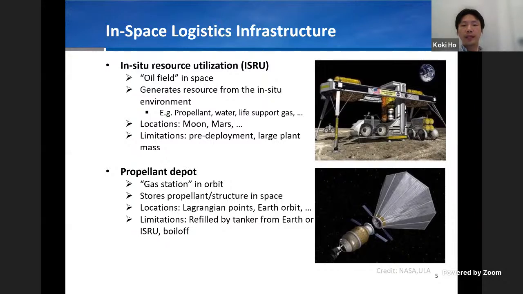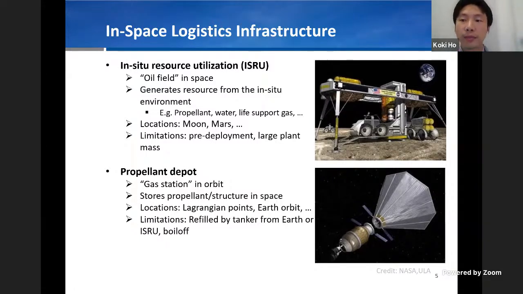Now, ISRU is definitely a key to future space missions. It means that you don't need to launch everything from the ground. You can get stuff from the in situ environment. But at the same time, this plant, of course, doesn't come for free. You need to pre-deploy those plants. You need to take into account this large plant mass and so on. So basically, you need to consider the cost associated with this ISRU plant.